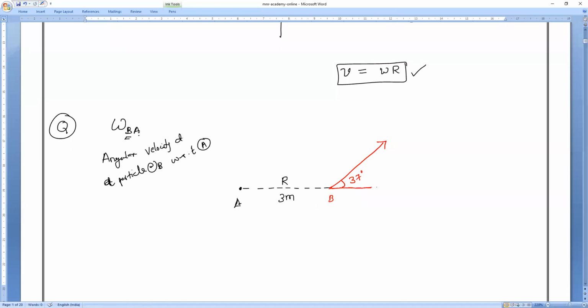So now we have to find the angular velocity of particle B with respect to A. We have to do it. So observe very carefully. What is the formula? We have found the most important formula.